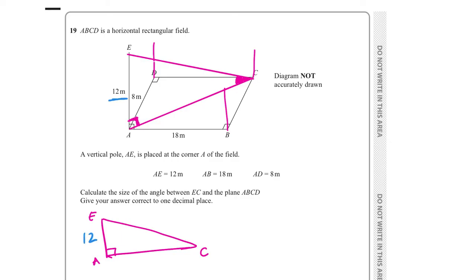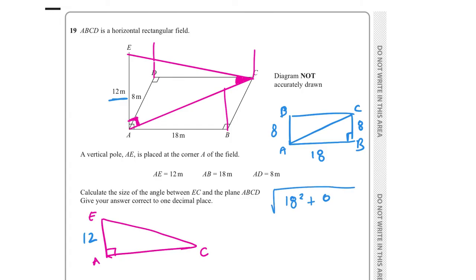Okay, do we know what AC is? No, we don't. But ABCD is a rectangle, right? We know this is 18. We know this is 8. So are we able to work out AC? Yeah. Our main man, Pythagoras. That means AC is the square root of 18 squared plus 8 squared. So, root of 18 squared plus 8 squared is 2 root 97.